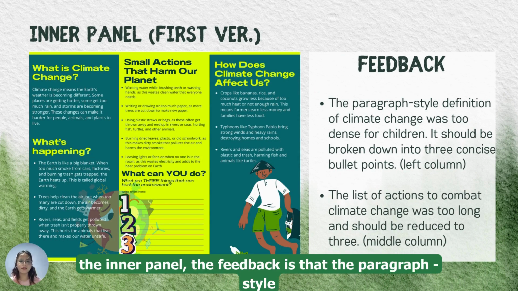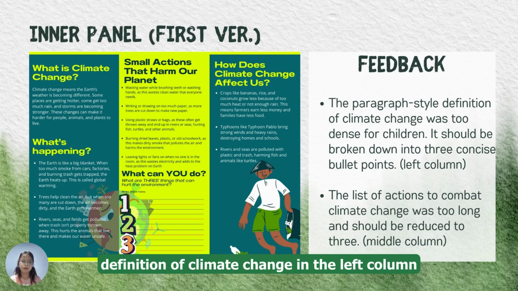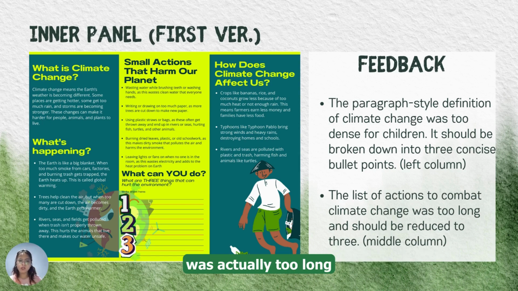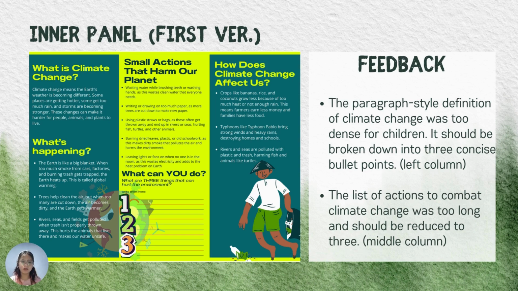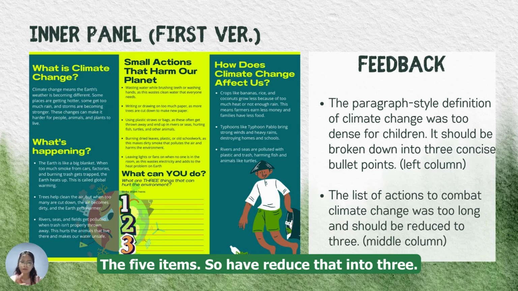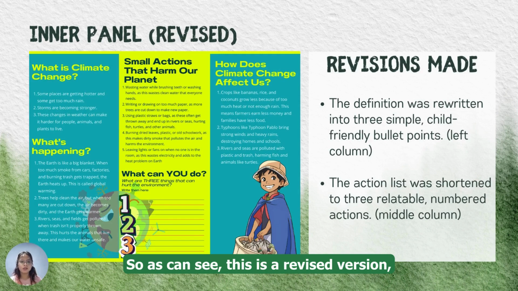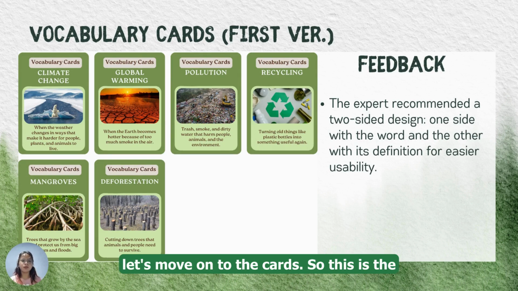Now, for the inner panel, the feedback is that the paragraph style definition of climate change in the left column was actually too long for the kids to understand. So we have to break it down into like three bullets. The list of actions to combat climate change in the middle column was also too long, the 5 items. So we have to reduce that into three. So as you can see, this is a revised, updated version, with the applied suggestions and feedback from the experts and the kids. Now, let's move on to the cards.